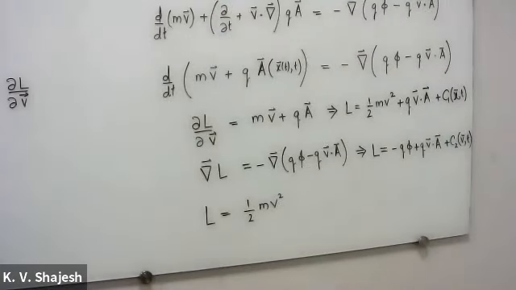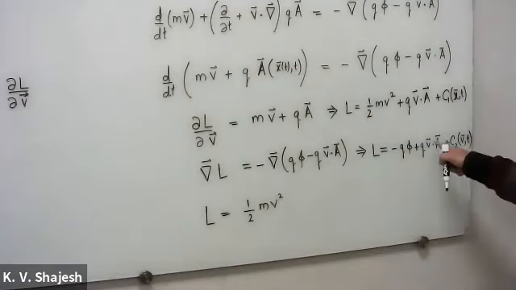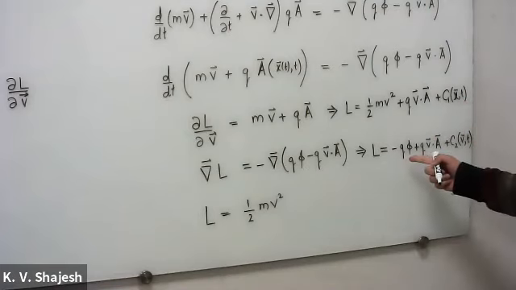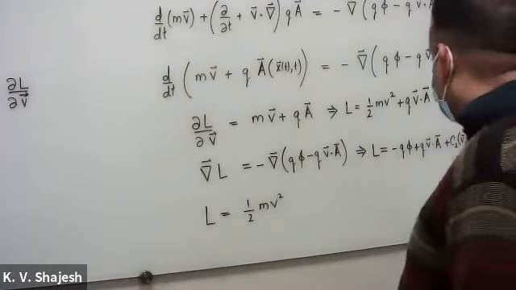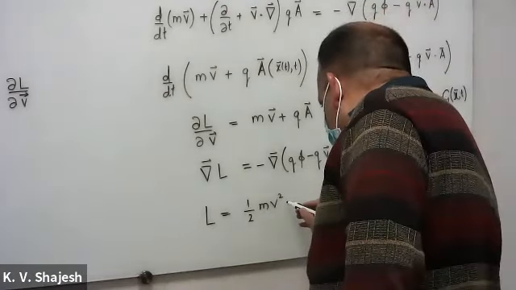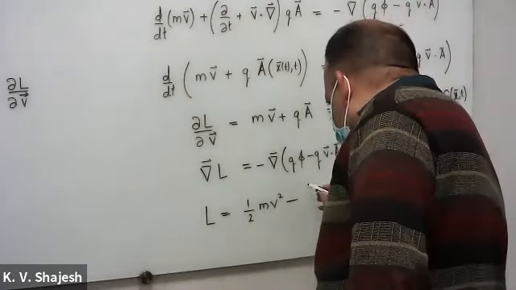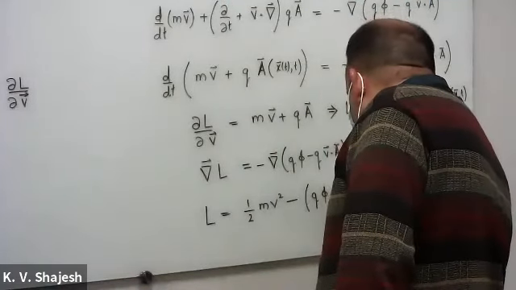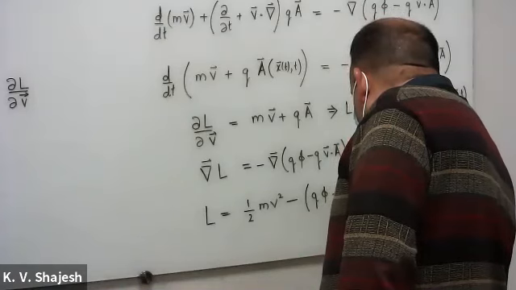Okay, so now we have the same expression here. So it is convenient to identify C1 as minus Q phi, and it seems like we can write: this is half m v squared, and this is Q times phi minus Q times v dotted with A.